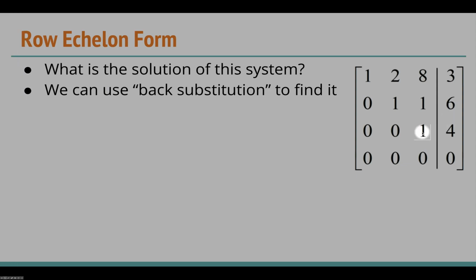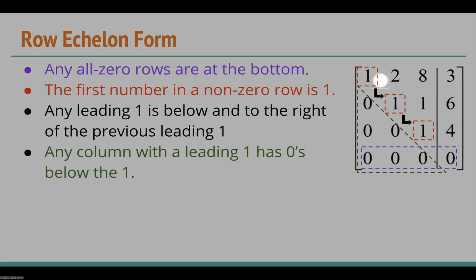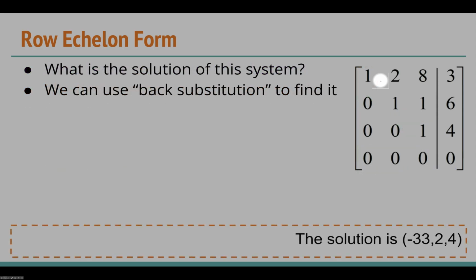So if I know that z is equal to 4, and I know y is equal to 2, I can put both of those values into the first equation. So I'm going to let you try that on your own, and you should get a solution that says that x is equal to negative 33, y is equal to 2, and z is equal to 4. Give that a shot, and then you can go to the next video.